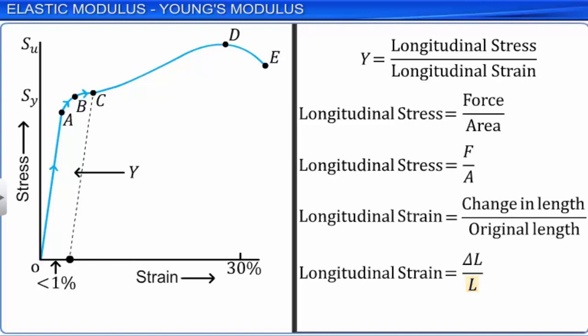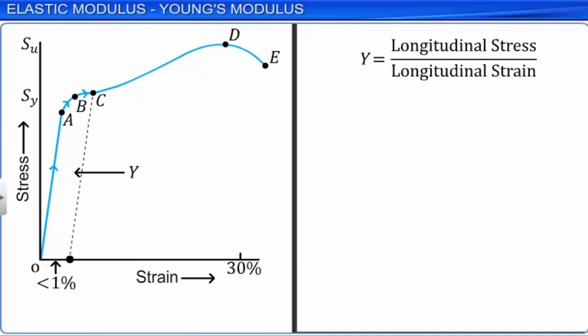Young's modulus is therefore equal to F by A divided by delta L by L. Young's modulus has the same units as stress because strain does not have any units. Y is measured in newtons per meter square or pascals. Different materials exhibit different values of Young's modulus. The value of Young's modulus for some materials is shown on the screen. Metals generally have large values of Young's modulus compared to other materials.